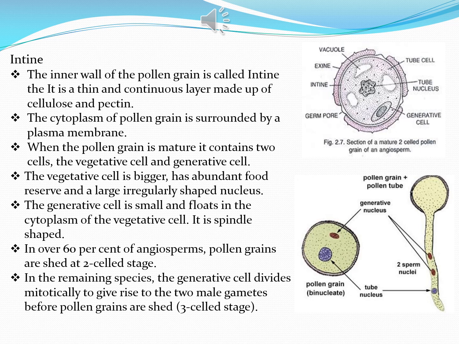So in 60% of angiosperms, it is shed at the two-cell stage. The remaining cell will get divided in the pollen tube. But in some cases, all three cells are formed in the pollen grain only, and after that it is shed out.